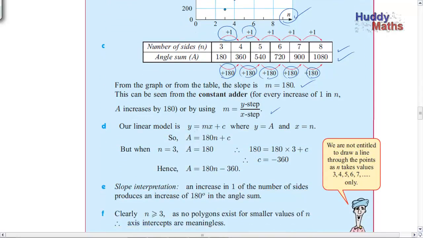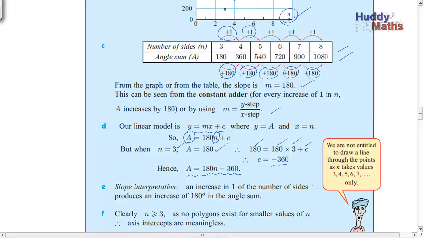Our linear model is, of course, y equals mx plus c. Change it to the context of the question, a and n, and then put the numbers in. So when n is 3, a is 180, so you can put 180 equals 180 times 3 plus c, so c is negative 360. So there's the formula, a is 180n take 360, done that way. I'll show you how I got the other one in a minute.